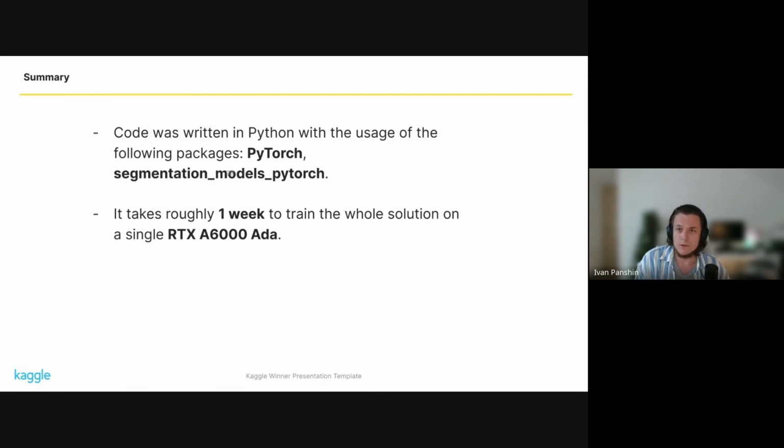So the whole code was written in Python with the usage of also fairly classic packages like PyTorch, segmentation models PyTorch, timm, albumentations, stuff like that. And it takes roughly 1 week to train my whole solution on a single RTX A6000 Ada. Yeah.